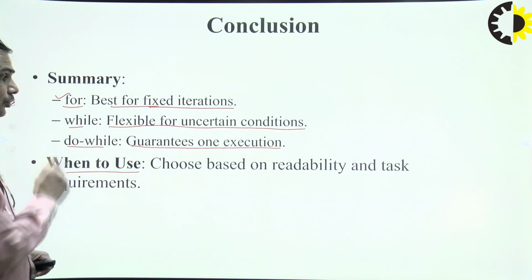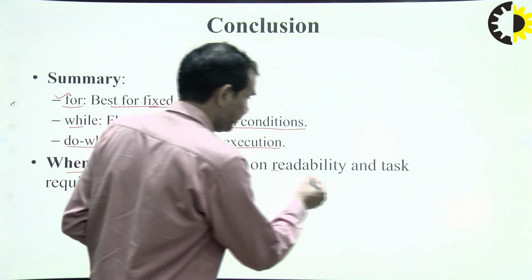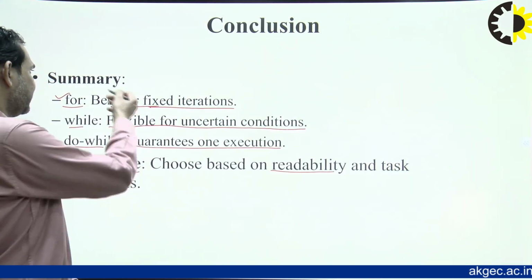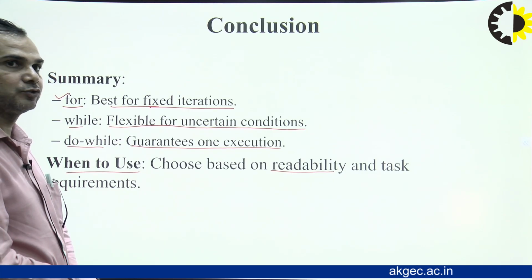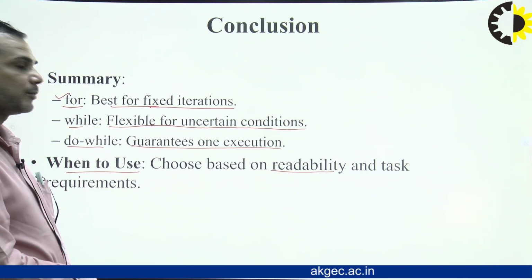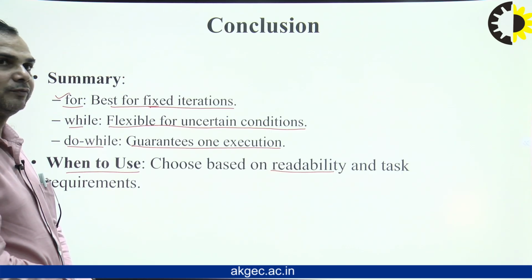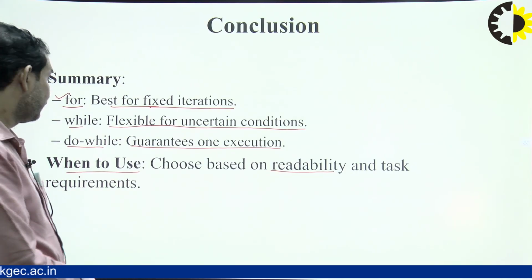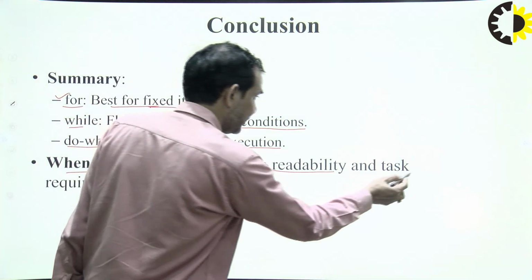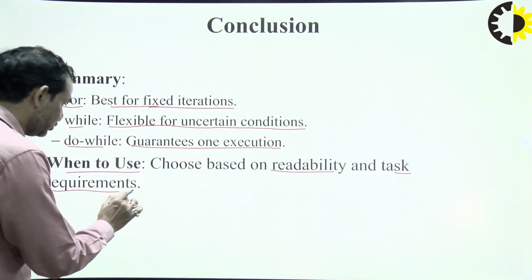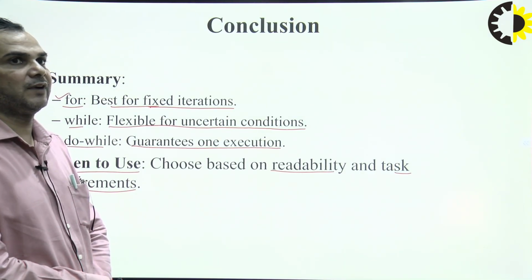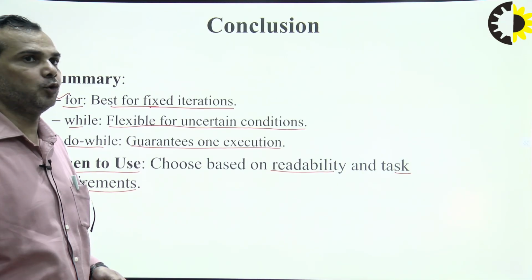When we have to choose, it is based on reliability, meaning how we define where we use each. This is the basic part. If we know the number of iterations earlier, we use the for loop. If we don't know the number of iterations, it's better to use the while loop. And if we want it to execute at least one time, then it's better to use the do while loop. But when to use which is based on reliability and the task requirement. According to the requirement, we define whether we use the for loop, the while loop, or the do while loop.